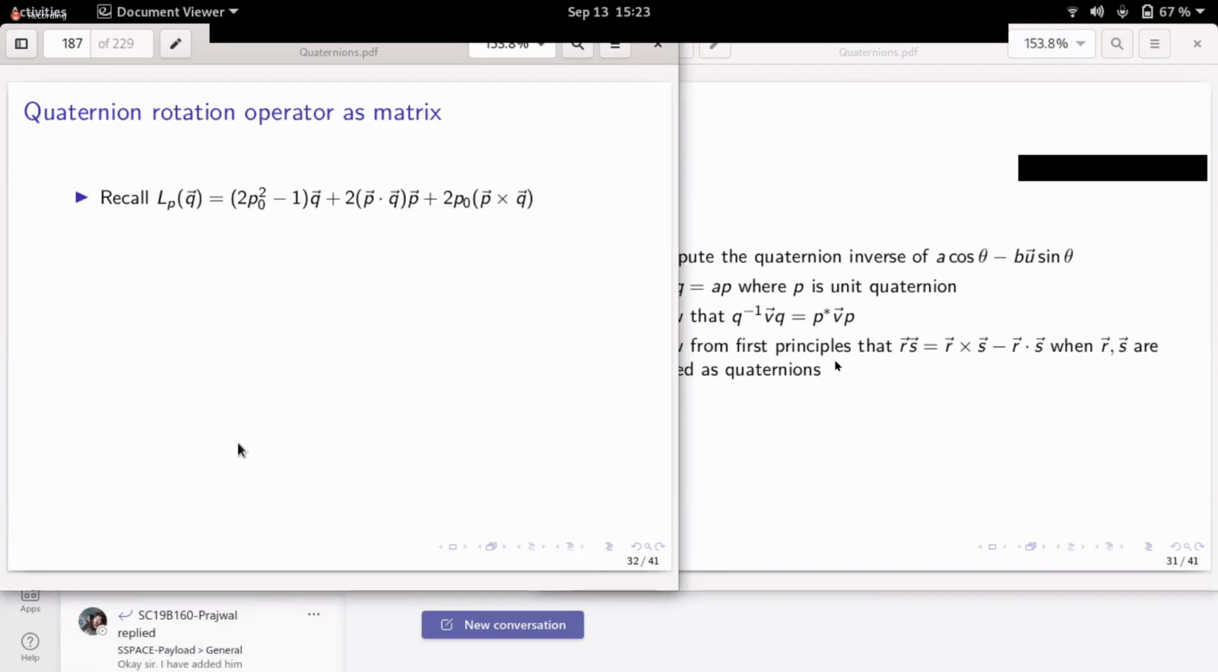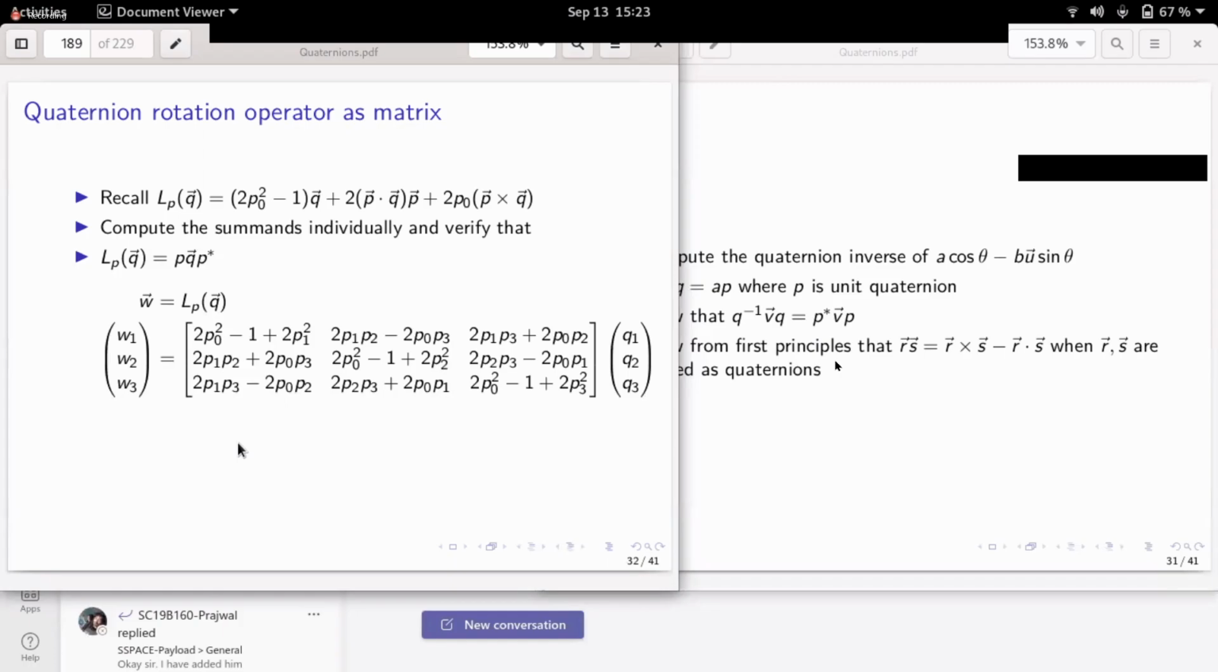We know that it is a rotation operation now. Let us see what is the matrix equivalent for that. Suppose you are given a quaternion, how do you give the corresponding DCM version for that? For that, you have to expand this expression L_P of Q, which was given to you, that is P Q P star, and then write it in matrix form. It's going to be tedious, but this is the expression you will get. So if you are given a quaternion, you can directly compute the DCM matrix by this complicated expression.